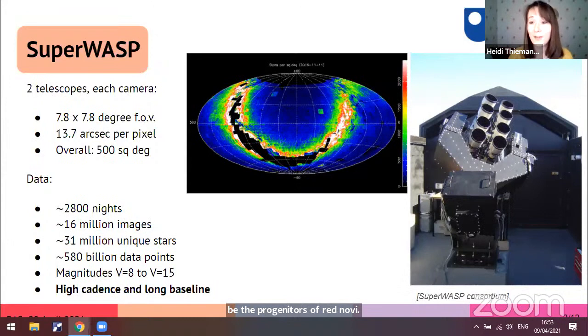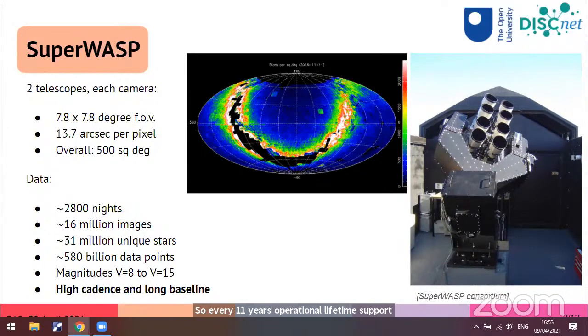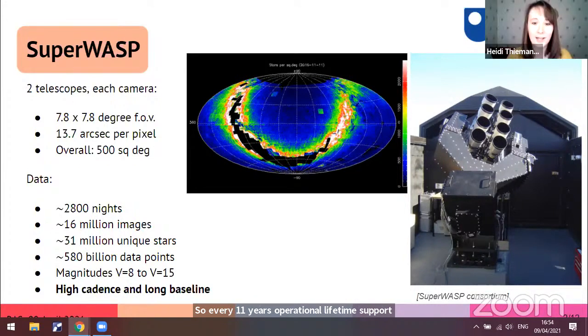And SuperWASP, I'm sure many of you have heard of before, but it's shown here on the right, and it was the most successful ground-based search for transiting exoplanets, having discovered around 200 to date. However, the capabilities of SuperWASP extend far beyond exoplanet detection, and actually it's been really successful in the field of stellar variability. So over the 11-year operational lifetime, SuperWASP surveyed almost the entire night sky, excluding the galactic plane where the stellar density was simply too high to resolve individual objects given the fairly large pixel scale. So you can see the sky coverage that SuperWASP had in the image on the left.